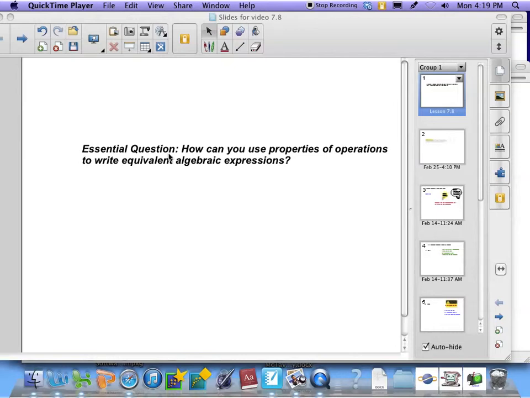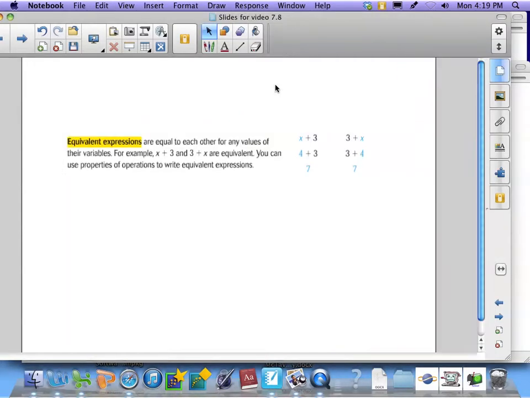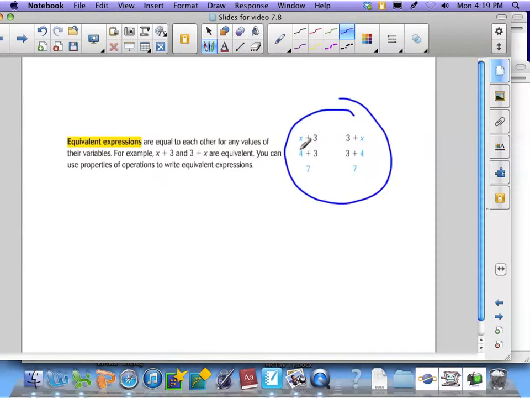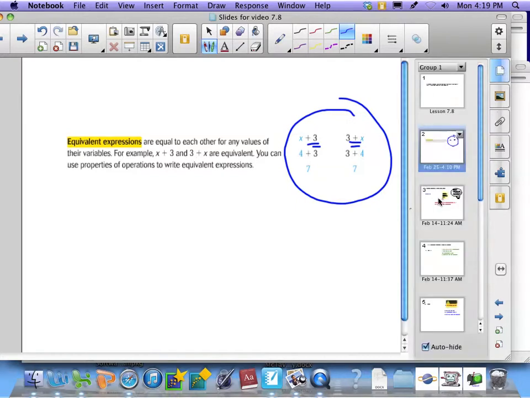How can you use properties of operations to write equivalent algebraic expressions? Equivalent expressions are equal to each other for any values of their variables. If you look at the examples here, x plus 3 and 3 plus x are equivalent expressions. If you substituted 4 for x, 4 plus 3 is 7, and 3 plus 4 is 7. So the commutative property tells us that x plus 3 and 3 plus x are the same thing.